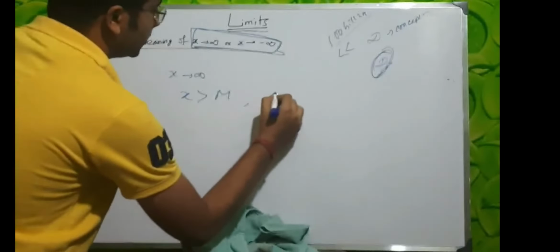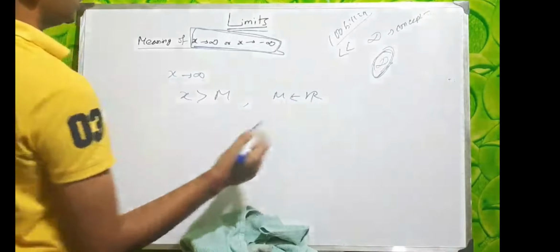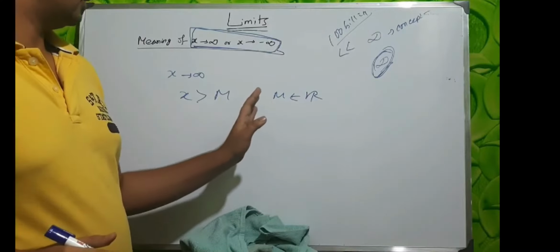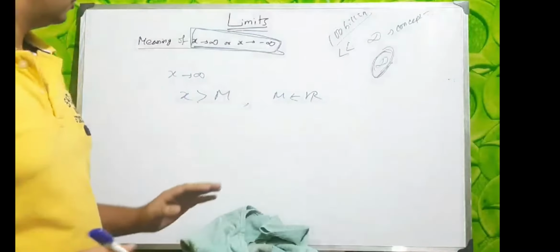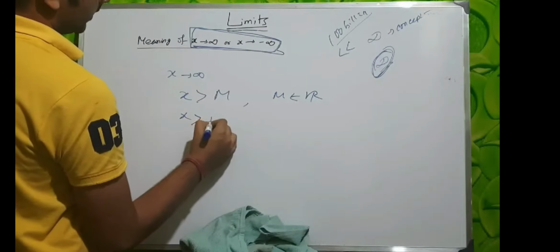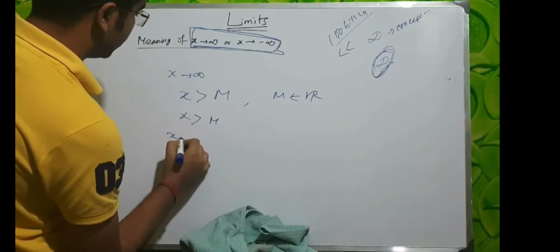So when I say x approaches infinity, let's just move with positive infinity. When we say x approaches infinity, I want to say that x is greater than any m you give me, any real m. You give me any m, and I can give you an x which is always greater than m. By this we mean x is approaching infinity.